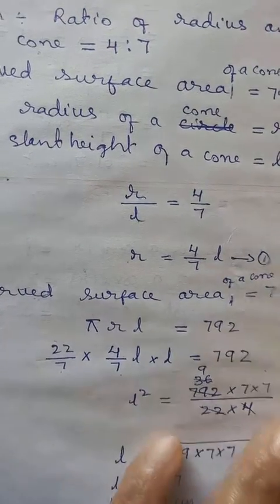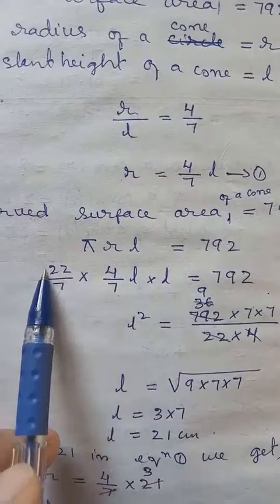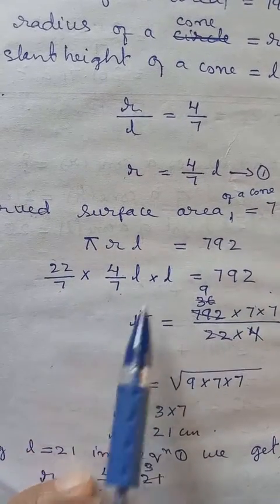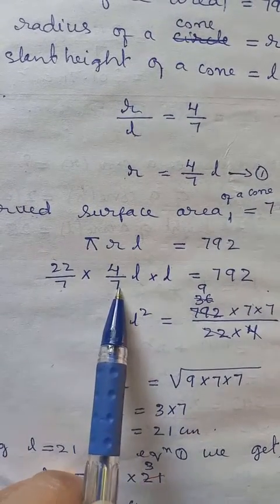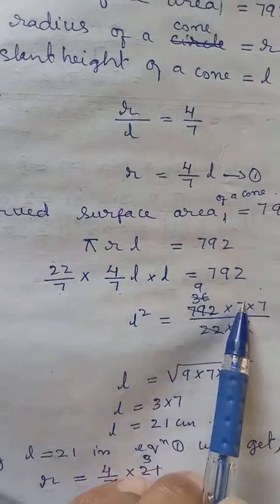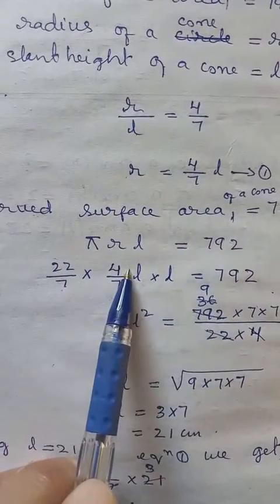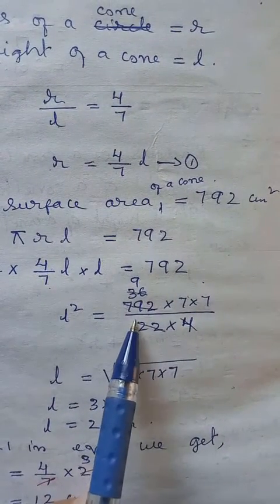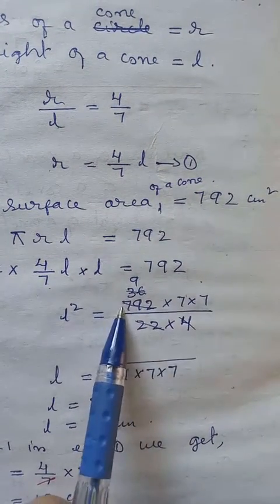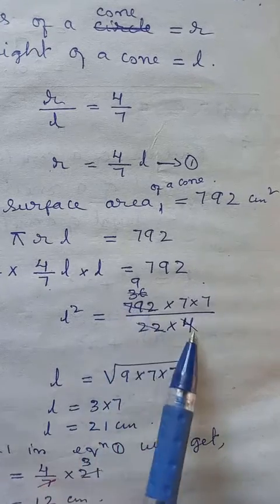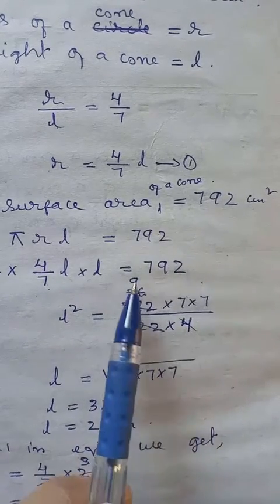L remains L. So this 2, we can transpose to that side. L into L, L square. 7 and 7, they are down. If I transpose this side, they'll become up. These 2, they are up, if we take them down. Okay. So here we can divide. 22 divided into 792, we get 36. Again, 36 divided by 4, we get 9.